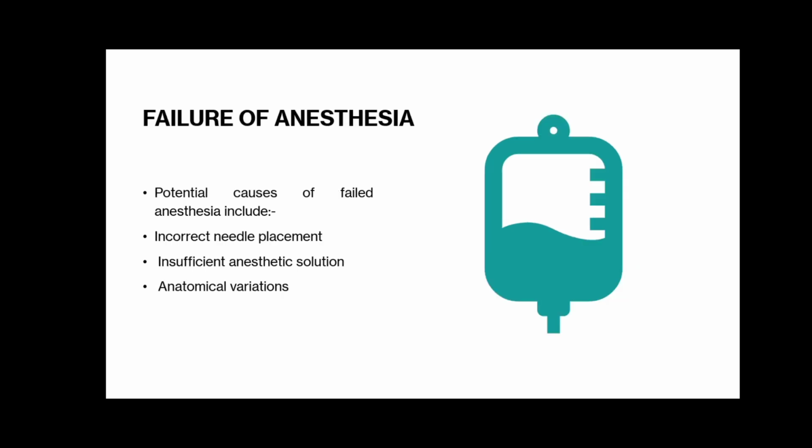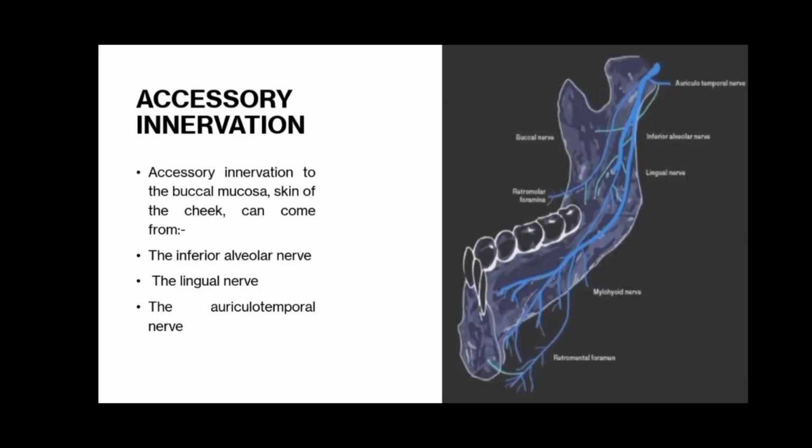The failure of anesthesia is due to incorrect needle placement, insufficient anesthetic solution, anatomical variations, or premature contact with the bone. Accessory innervation to the buccal mucosa and skin of the cheek can be from the inferior alveolar nerve, the lingual nerve, and the auriculotemporal nerve. The inferior alveolar nerve provides sensation to the lower teeth and surrounding tissues. The lingual nerve provides sensation to the anterior two-thirds of the tongue, and the auriculotemporal nerve provides sensation to the temporomandibular joint and surrounding area.